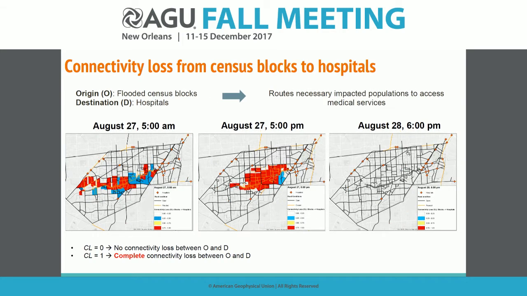And here are similar results, but in this case I'm showing the connectivity loss between census blocks and hospitals, which are necessary for impacted populations to access medical services. The same pattern as before is observed during the storm, around 5 p.m., with severely impacted, non-accessible areas in the middle of the watershed.